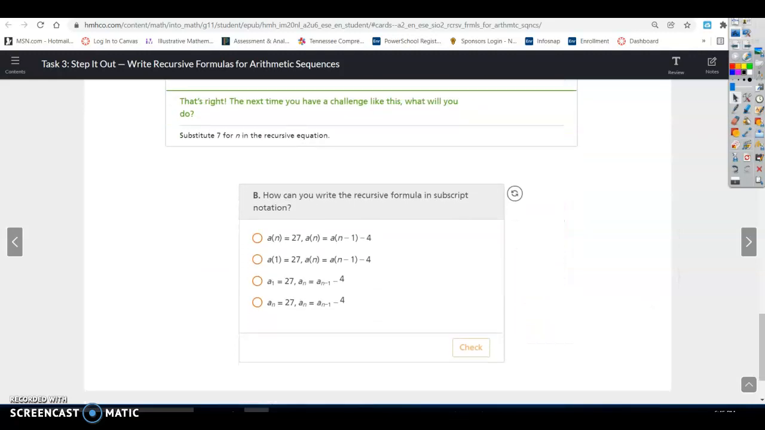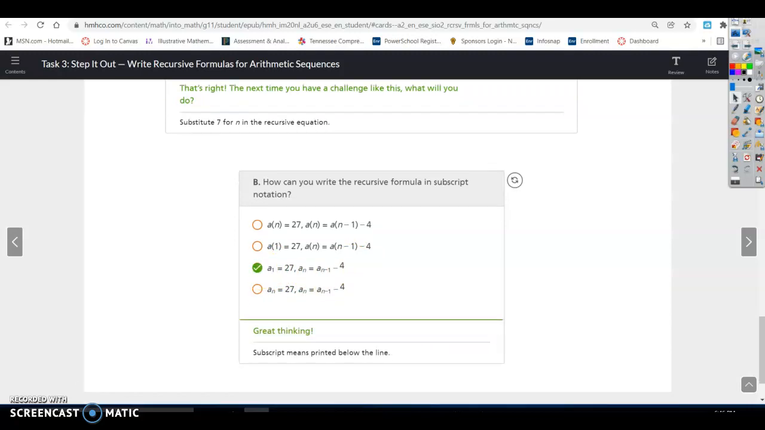All right, it says how can you write the recursive formula in subscript notation? Remember, subscript notation is similar to function notation, but it just has the number set kind of below. So this would be function notation, and this would be subscript notation. Now, what's the difference between these two? Well, the second part of these are the same, except it looks like these are set up further than they should be. But the difference is this says the first term is 27, and this says the nth term is 27. So we know that we have to have the first term. So subscript notation would be the third one there.